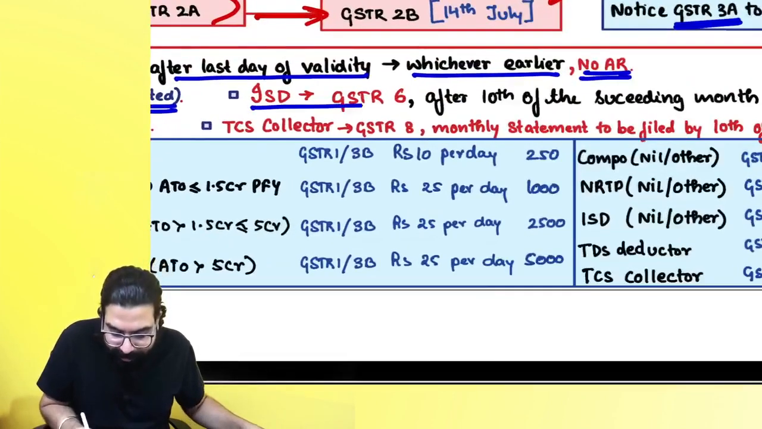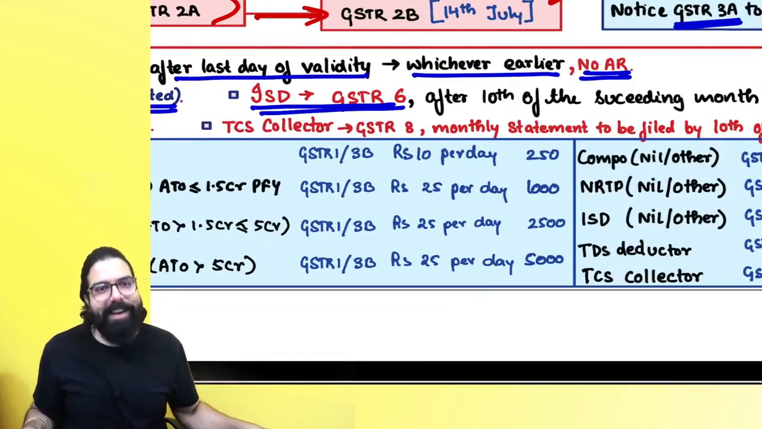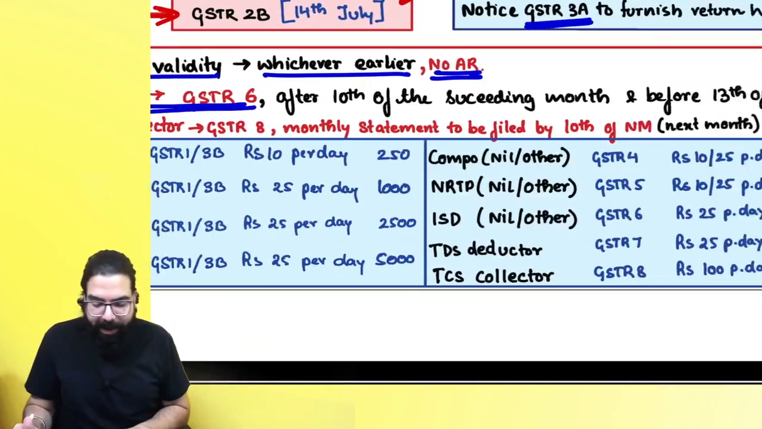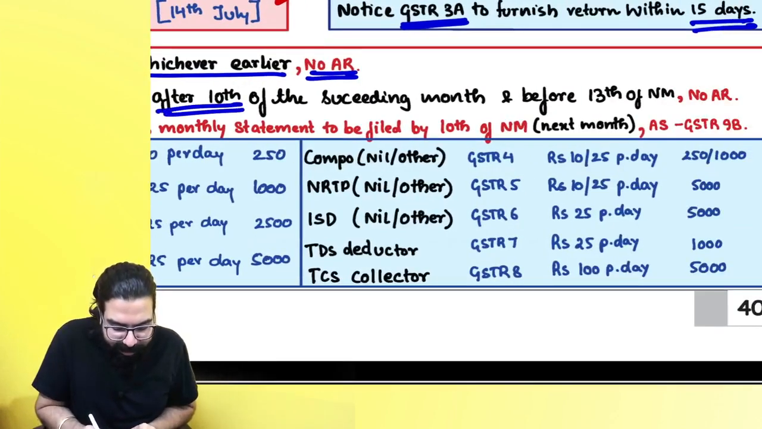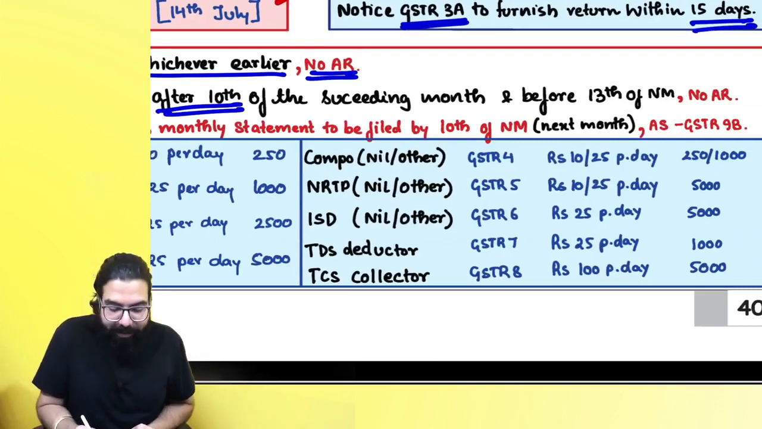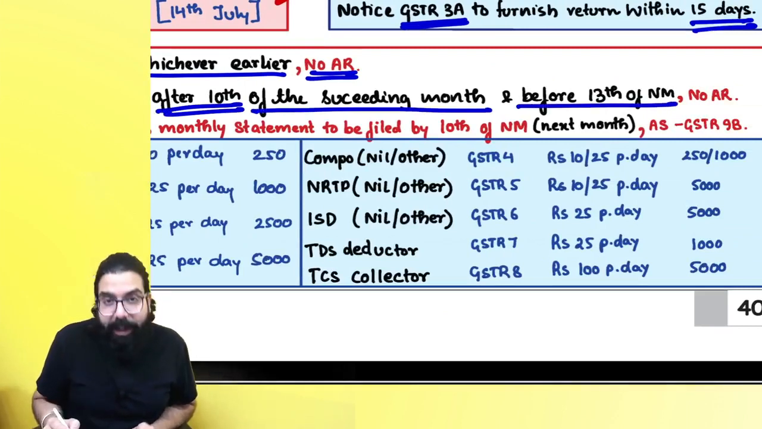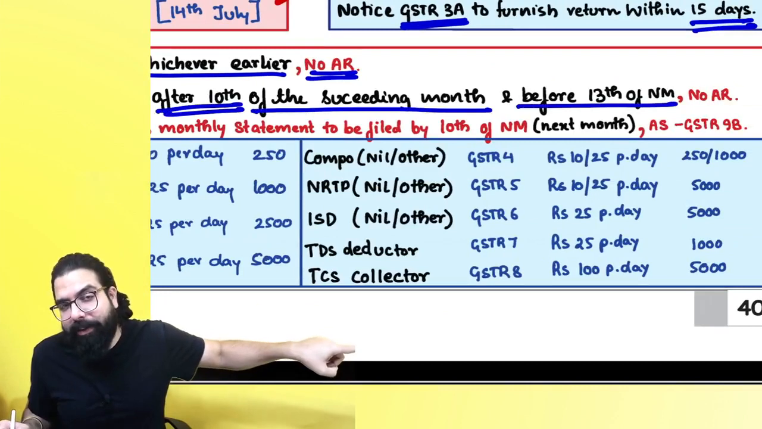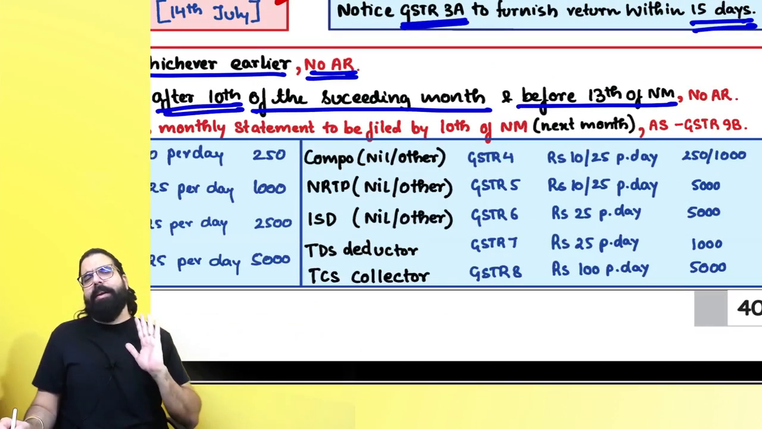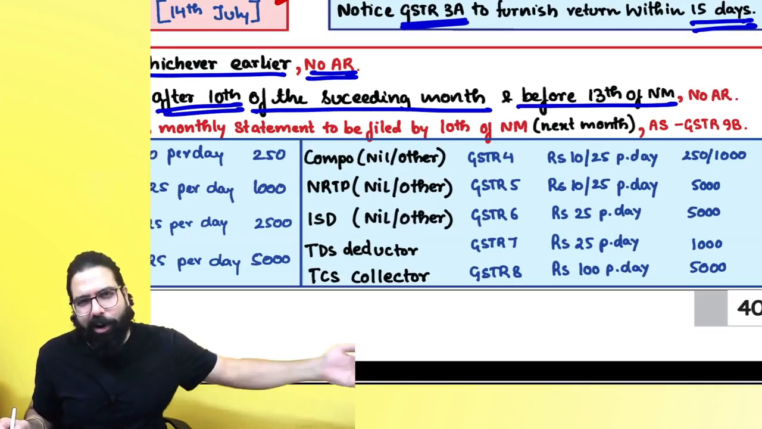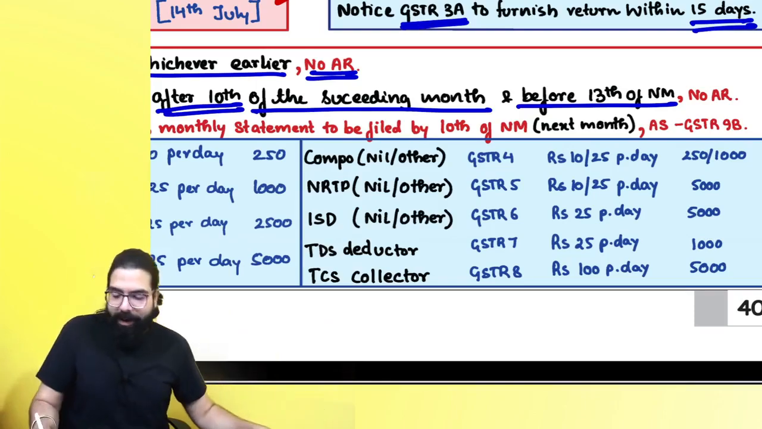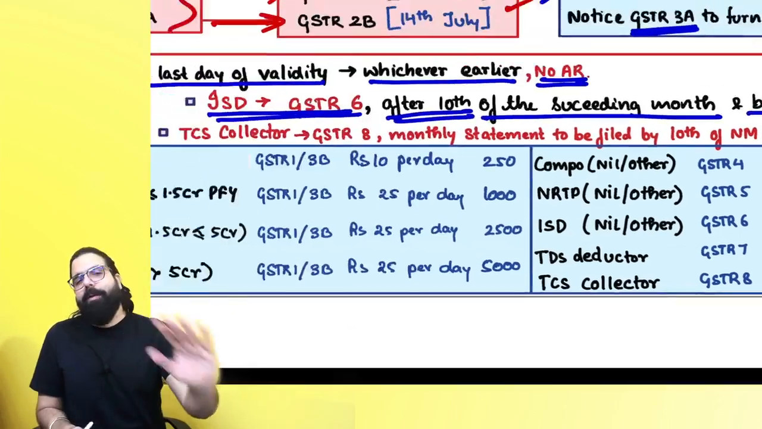If you are an ISD, Baba, do you remember ISD GSTR 6 and the front party gets the credit? So GSTR 6 has to be filed by 10th, and sir, before 13th, so that when GSTR 2B is getting generated on 14th, your ISD's return is filed and the front party, your recipients, can take the credit. For them also there is no annual return.